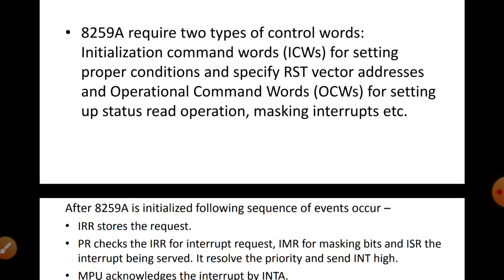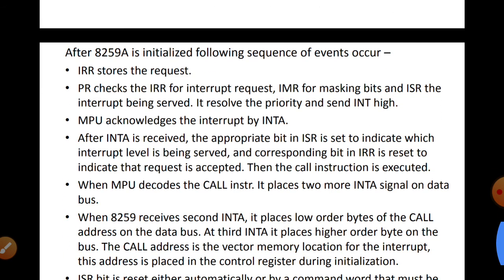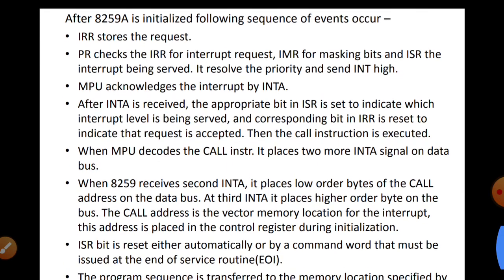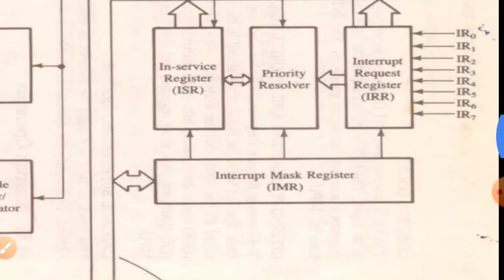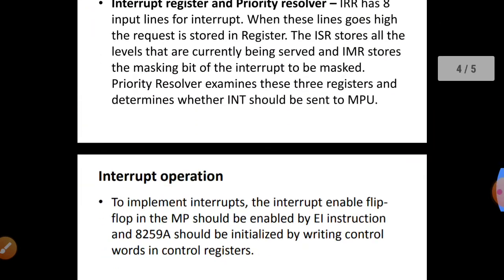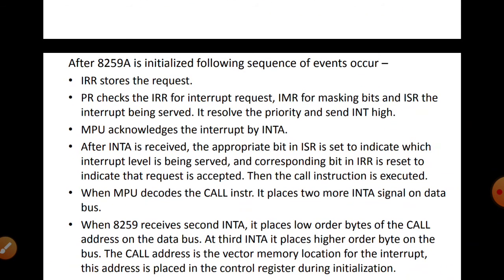Now, once the 8259A is initialized, how does it start its functionality? Suppose any IR line has interrupted the 8259. What will it do? First of all, the interrupt request register stores the request, and then it is the duty of the priority resolver to check the IRR for the interrupt request, as well as the interrupt mask register for the masking bit, as well as the ISR, that is the interrupt service register, for the interrupt being served, and it resolves the priority and sends the INT high.